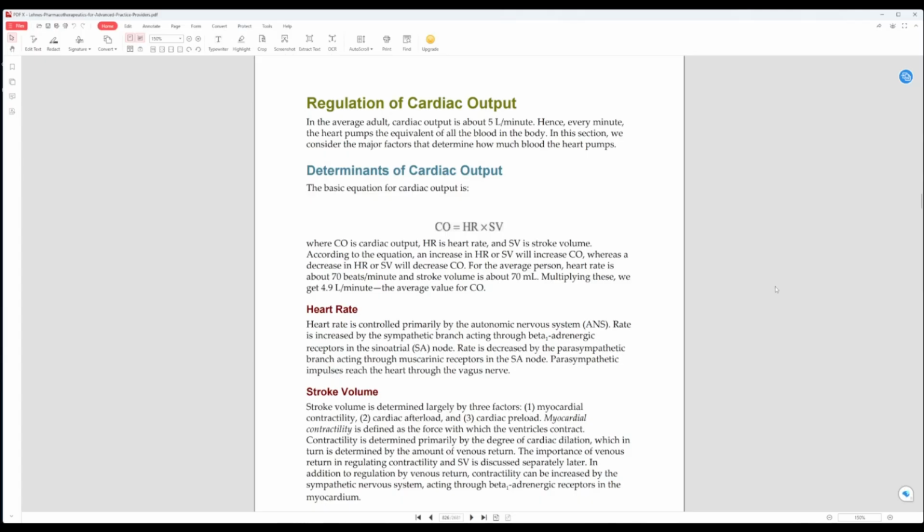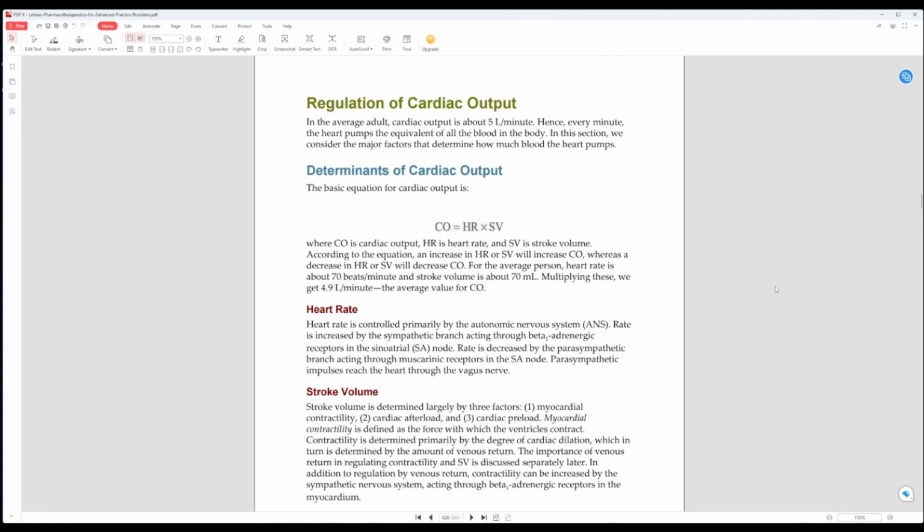So, the determinants of cardiac output. The basic equation for cardiac output is CO = HR × SV, where CO is the cardiac output, HR is the heart rate, and SV is the stroke volume. According to the equation, an increase in your heart rate or in your stroke volume will increase the cardiac output, whereas a decrease in your heart rate or in your stroke volume will therefore decrease your cardiac output.